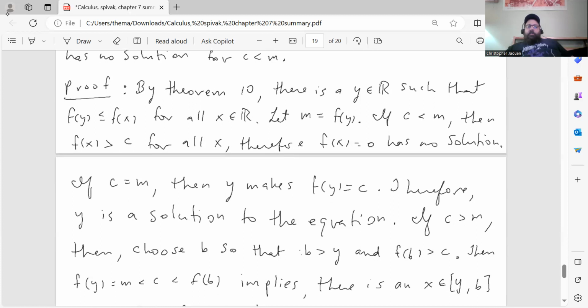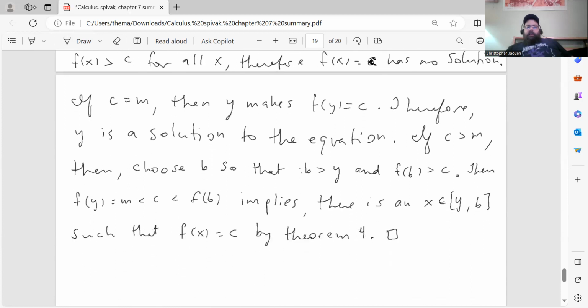By theorem 10, there is a y in the real numbers such that f of y is less than or equal to f of x for all x in R. Let m equal f of y. Then if c is less than that minimum value, then f of x is always greater than c for all x, which means there's no solution to the equation f of x equals c in that case. If c is equal to m, then y makes f of y equal to c. Therefore, y is a solution to the equation.